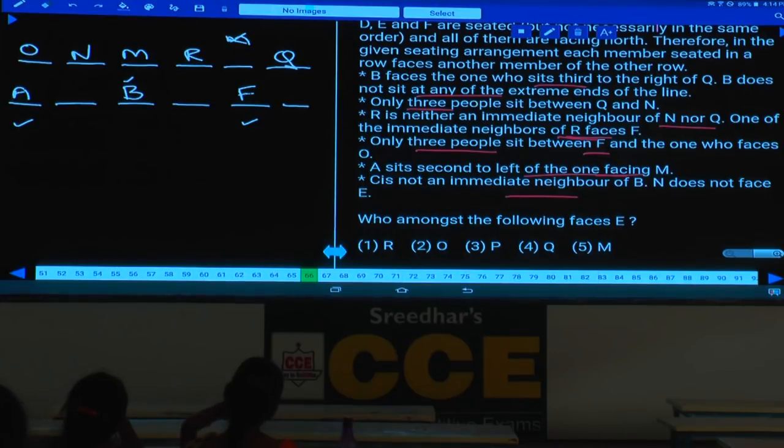C is not an immediate neighbor of B. As C is not an immediate neighbor of B, C will be here. N does not face E, so E will be here. Then who is the person left over here? A, B, C, D will be here, M and O, and P, Q and R. P is the person here. Done with this arrangement? Now this is about question number 66 to 70.